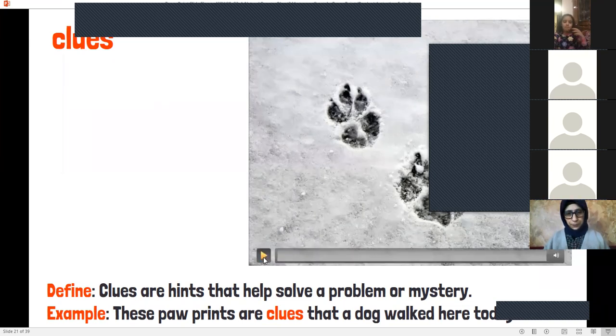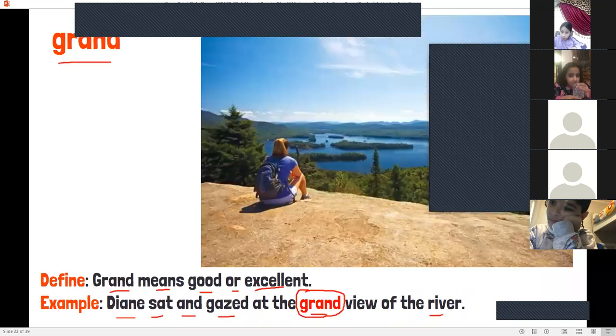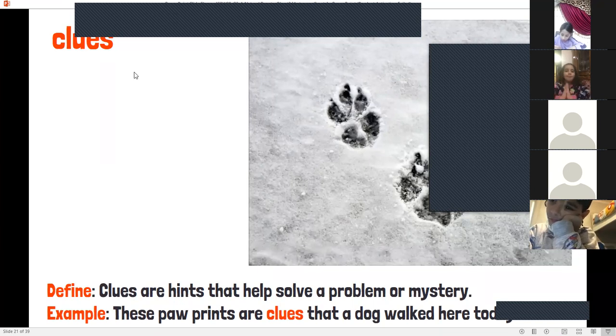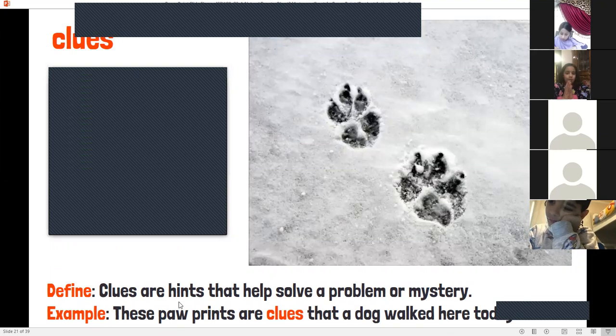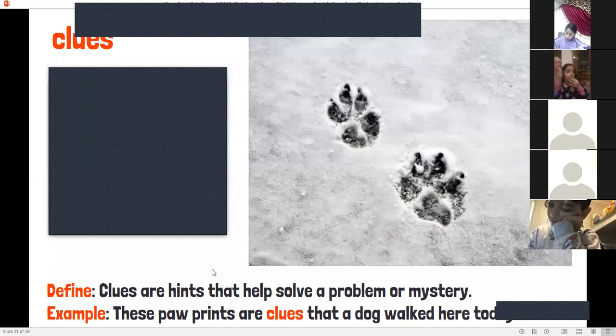So this is the word clues. Let's watch this small video. Clues are pieces of information that help answer a question. If you look at this one, you can figure out that there was an animal walking in this area, right? So these are hints that help solve a problem or mystery. For example, these paw prints are clues that a dog walked here today. From these, you can know that there was a dog. So far we have covered the words carved and clues. You can write them on your paper.